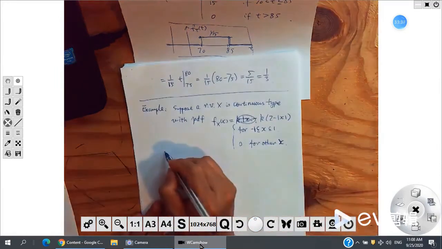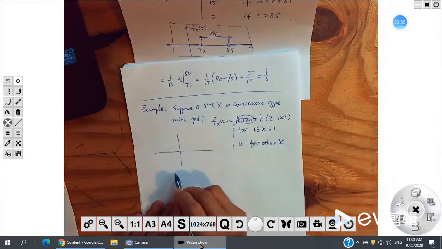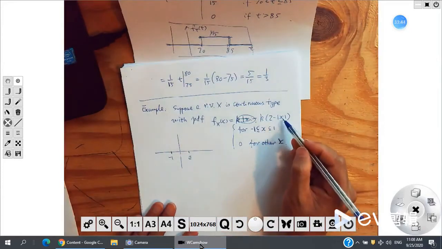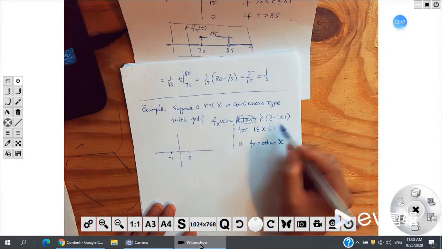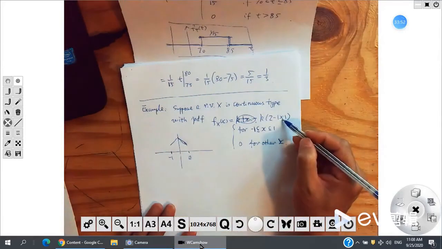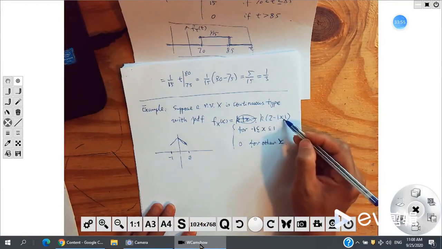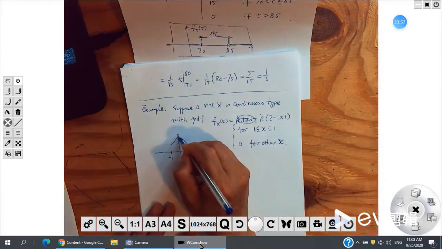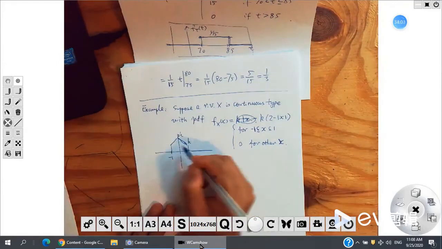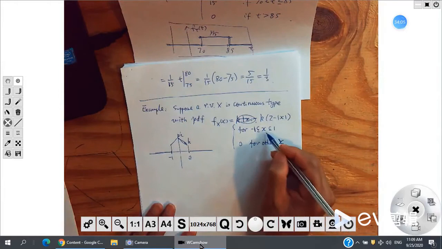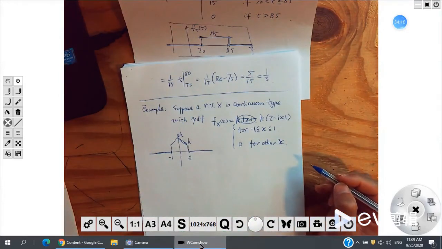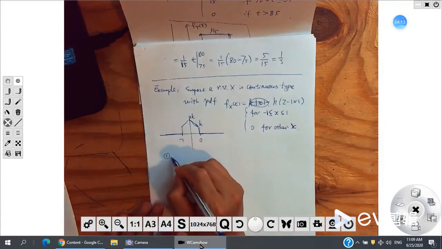Alright, so it looks like this. When x is between -1 to 1, it is k times 2 minus the absolute value of x. So the graph looks like this. When x is 1, it is k. When x is 0, it is 2k. Here's 2k. Here's k. And when x is outside this interval, it is 0. So we have the PDF like this. Then we can consider first one, what is the CDF?